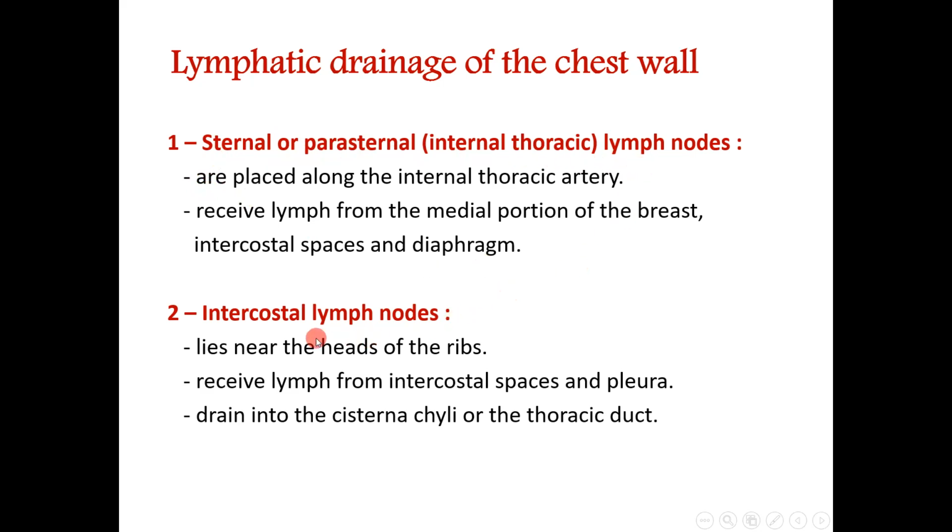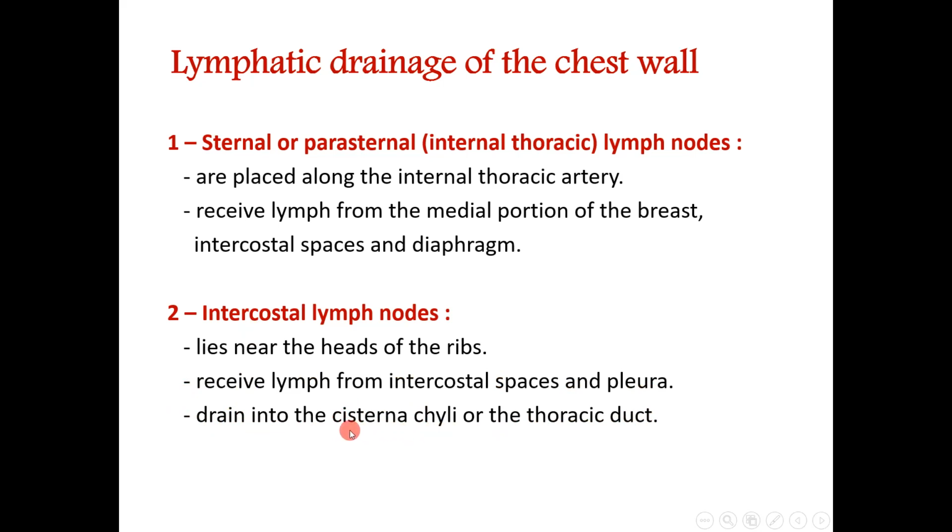The second group of lymph nodes are the intercostal lymph nodes. These lie near the heads of the ribs and receive lymph from the intercostal spaces and the pleura, and these lymph nodes drain into the cisterna chyli or the thoracic duct.